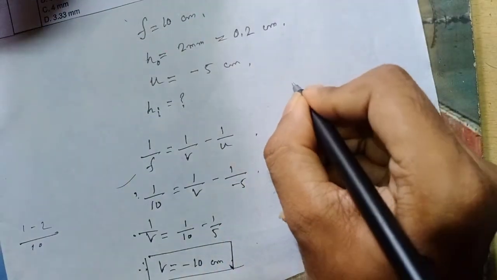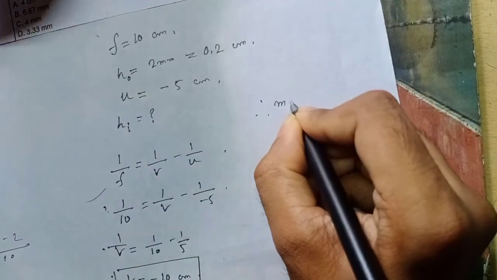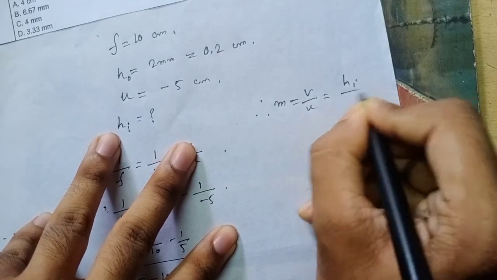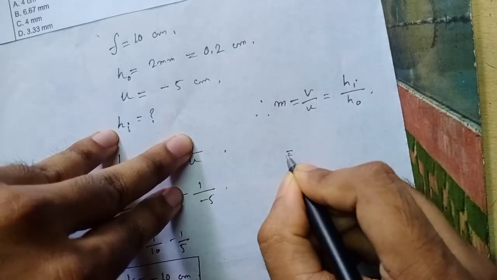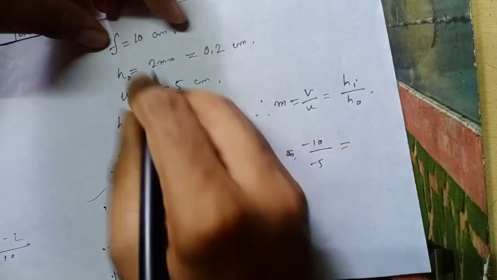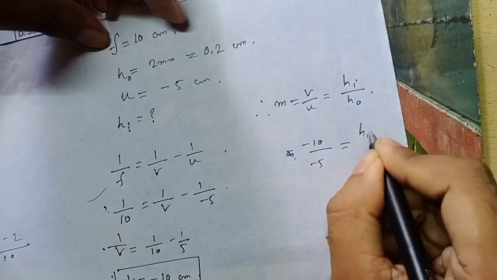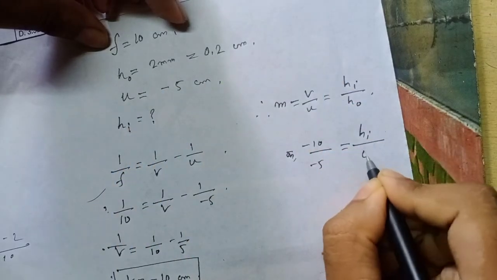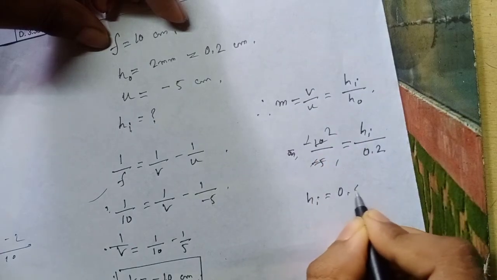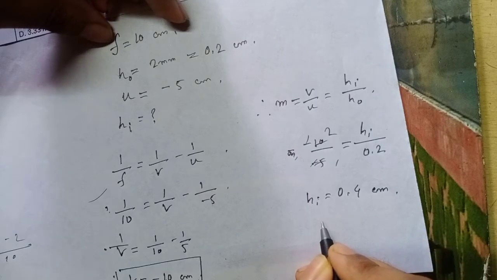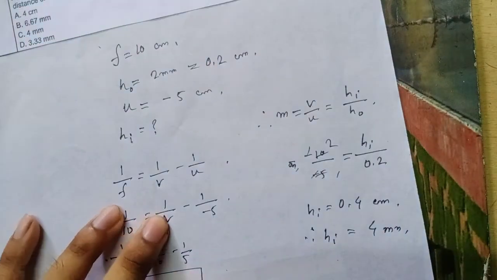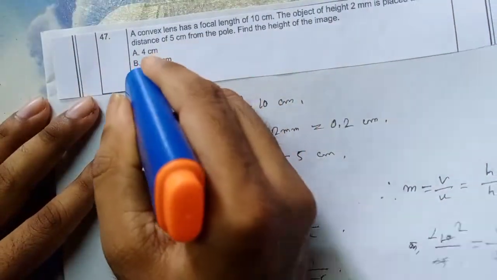So therefore magnification, we have v by u equals h of image by h of object. So v equals minus 10, u equals minus 5, height of object is 0.2 centimeter, so magnification is 2, so height of image is 0.4 centimeter. Therefore height of image equals 4 millimeter. So the correct answer is option number C.